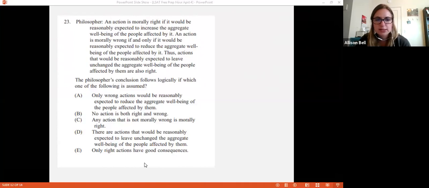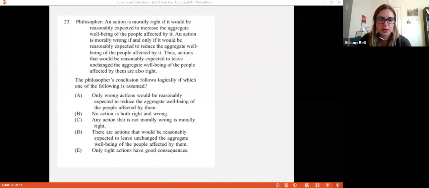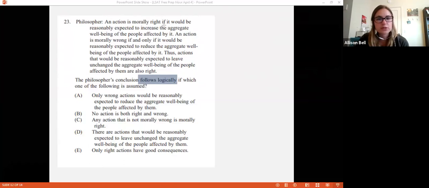So once again, I see we have a sufficient assumption question. What's going to make the conclusion follow logically? I also see indications of conditional logic, just like I did in the last question. This is one of those rare logical reasoning questions where they actually do use an if-then statement to help us identify conditional logic. So I see an if statement, and I see an if and only if statement.